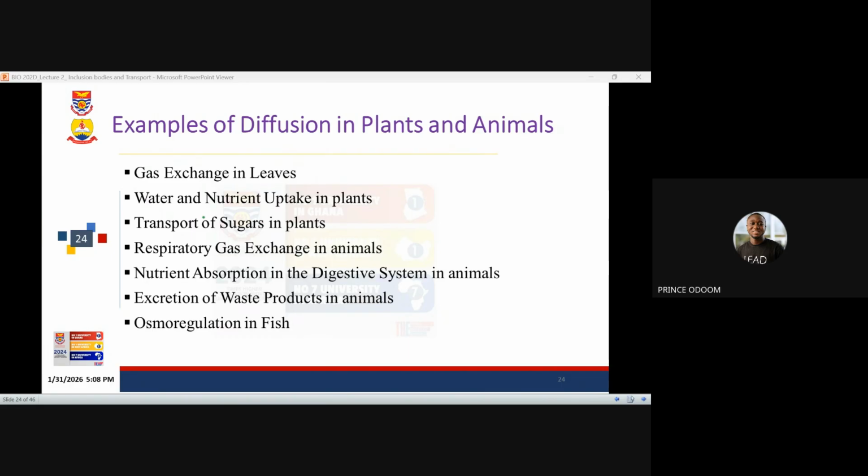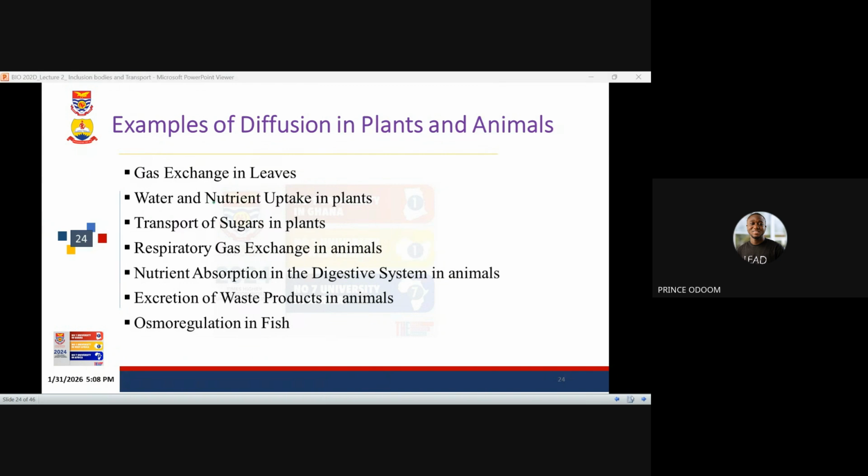Gas exchange in leaves is an example of diffusion where carbon dioxide enters and oxygen comes out, or in the night, oxygen goes in and carbon dioxide is released. That is an example. We have water and nutrient uptake in plants. So water moves from the soil through the roots to the leaves for photosynthesis to take place, and the same movement of food as well.